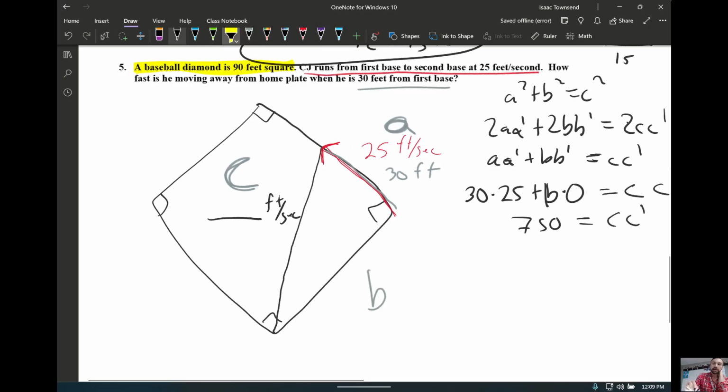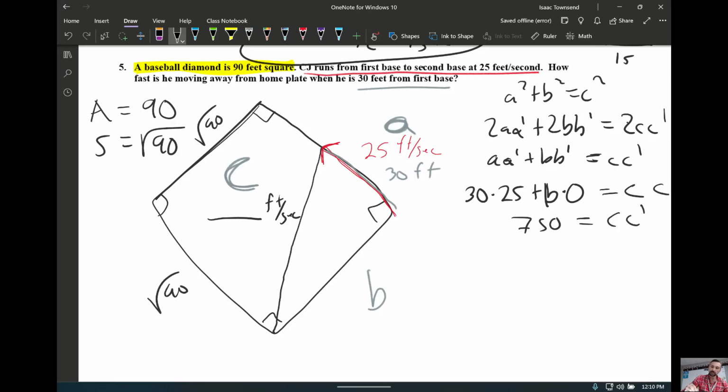But if the area is 90 square feet, then each side length would be the square root of that, because the square is side times side. And so that means each one of these side lengths is the square root of 90. And of course, you can reduce that if you wanted to. But that includes B. B is the square root of 90.